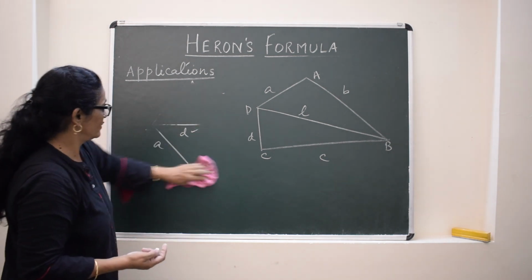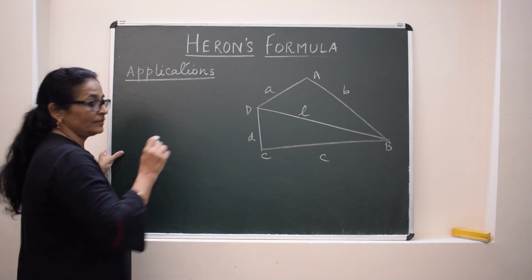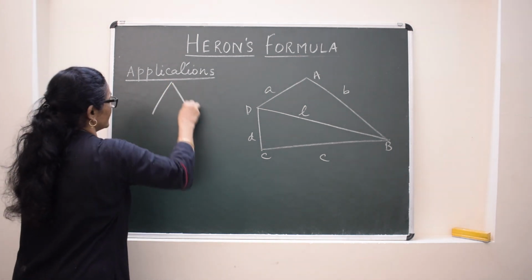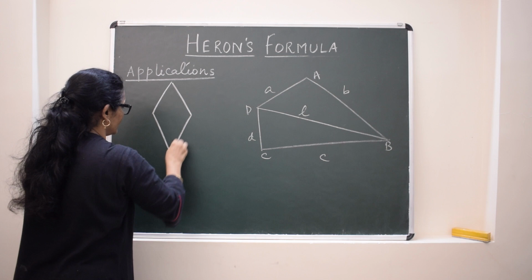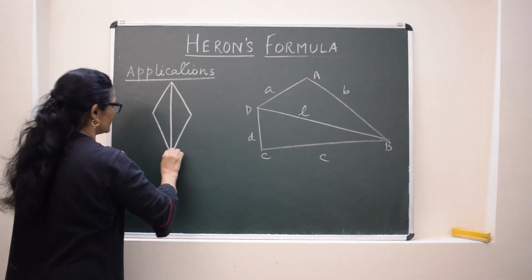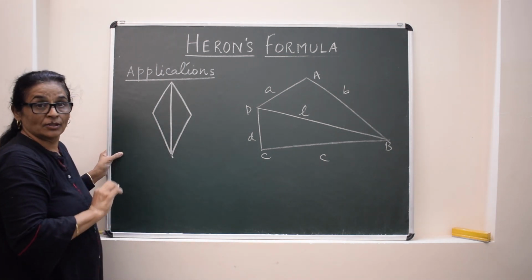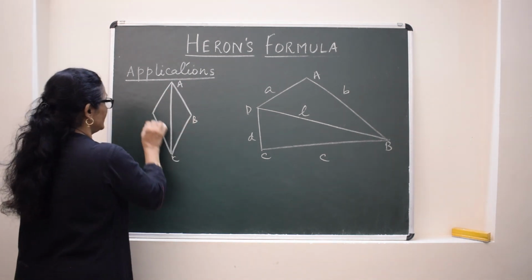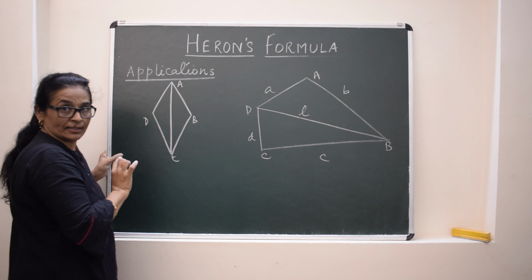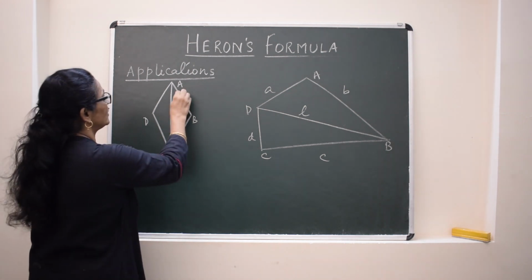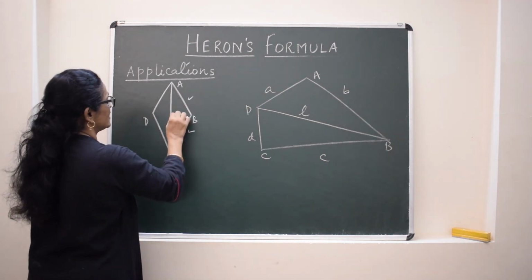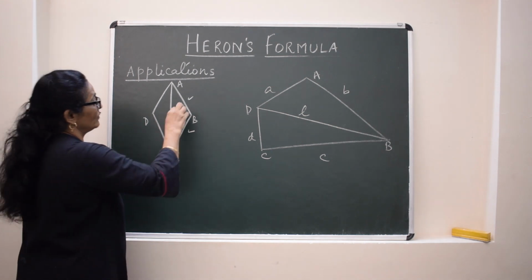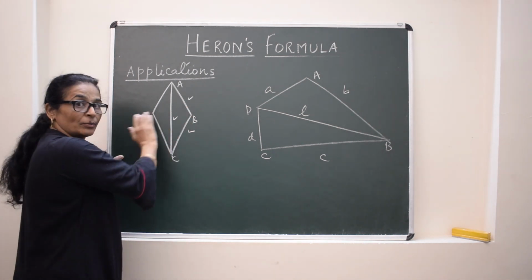Sometimes it can be given in the form of a design. For example, a tile is given which has two triangles. So here also, if it is given these two are identical, then by finding out the area of this triangle, means these three sides will be given to you, we will find out the area of this and we will multiply it by 2.